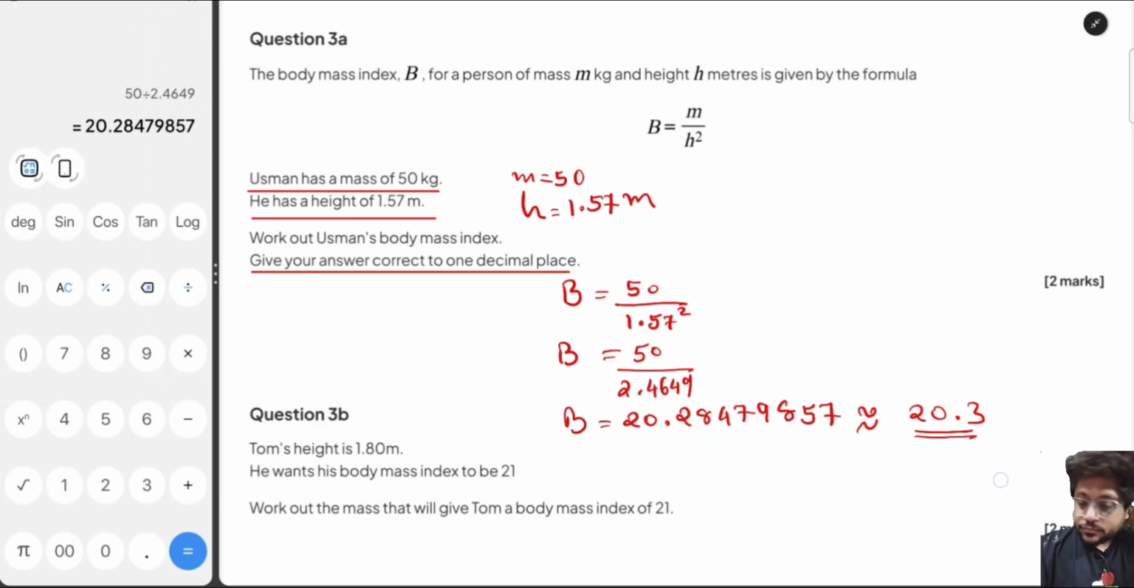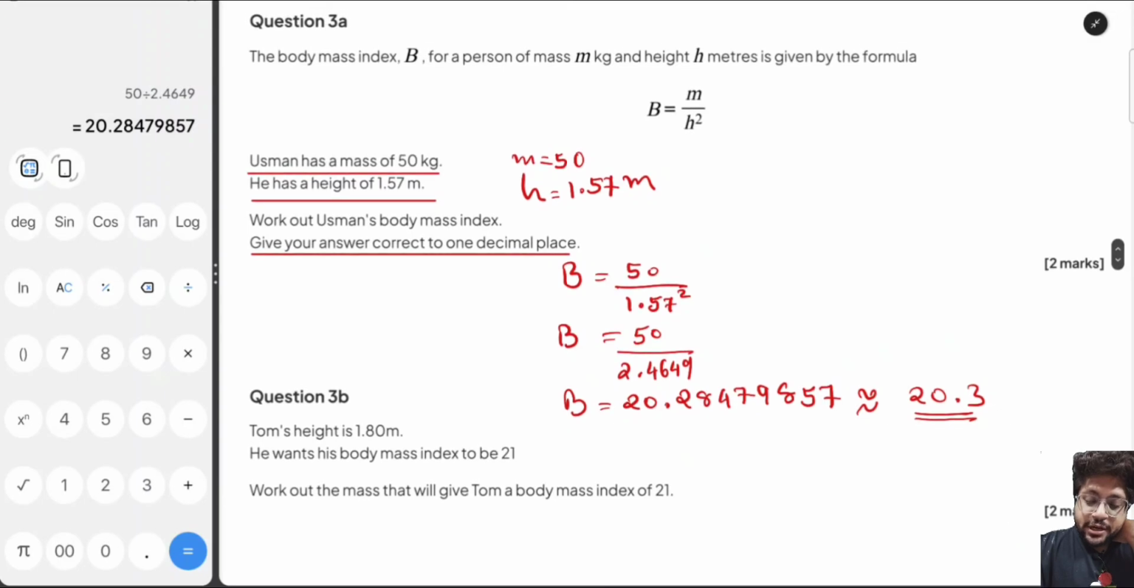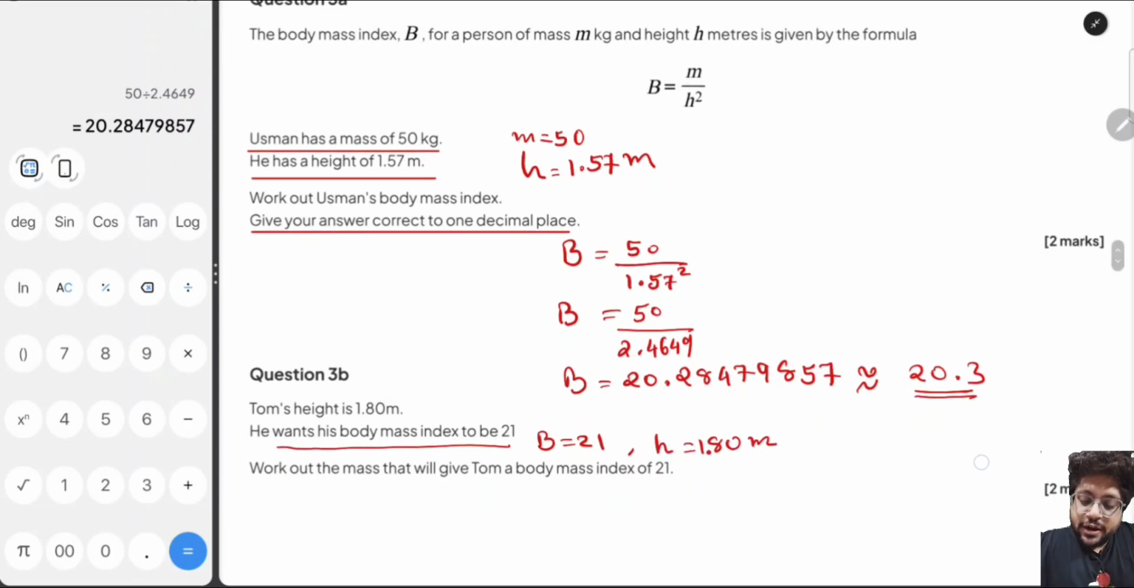Okay, 3b: Tom's height is 1.80 meter. He wants his body mass index to be 21. Work out the mass that will give Tom a body mass index of 21. So now B is already given, body mass index is capital B. So capital B is 21 for Tom, and h is given as 1.80 meter, and we want to find the mass.